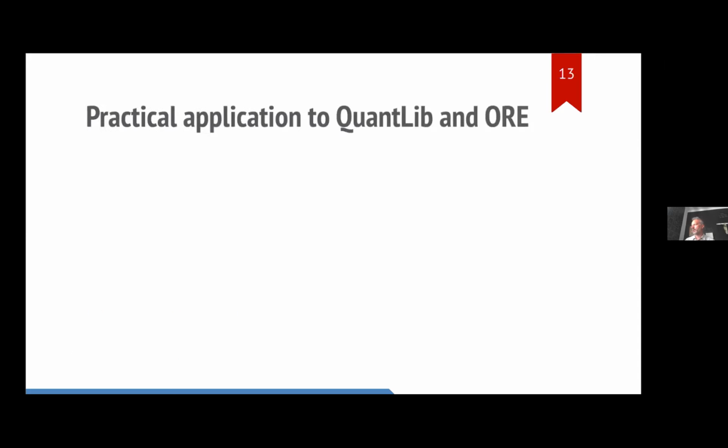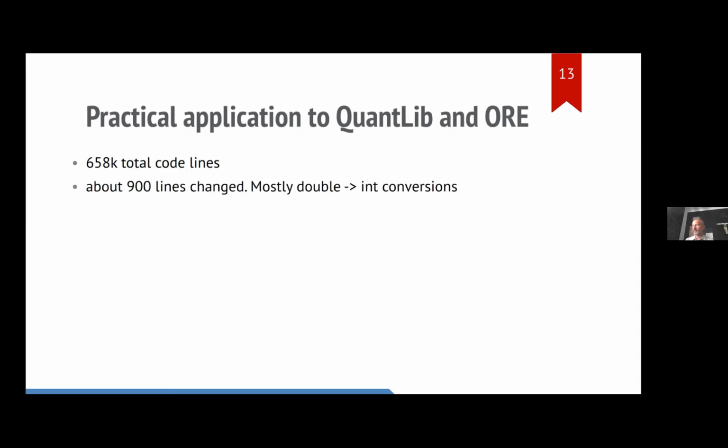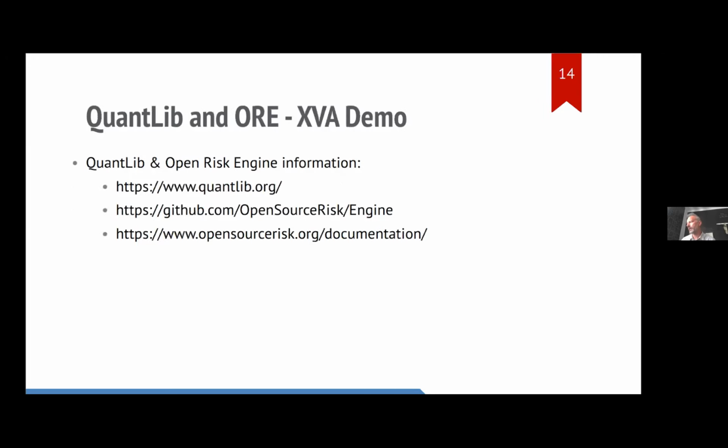Right. So, practical application to QuantLib and Open Risk Engine. It's about 650K total code lines. About 900 lines had to be changed, mostly double-to-idouble conversions. Unit tests pass for QuantLib and for ORE. Examples work correctly. About 5 man work days to complete this. And now we're going to do a demo.